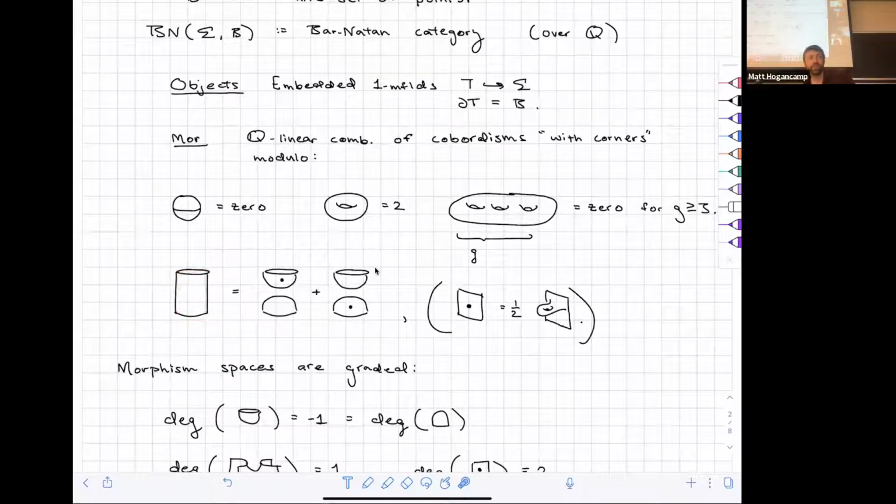If the morphisms are rational linear combinations, not the objects. Exactly. So in other words, if I take a linear combination, they all have to have the same source and target. Exactly. And you mod out also, I didn't say this, but you mod out the cobordisms. You should also impose the isotopy rel boundary relation. So two cobordisms are regarded as equal if they're isotopic rel boundary.